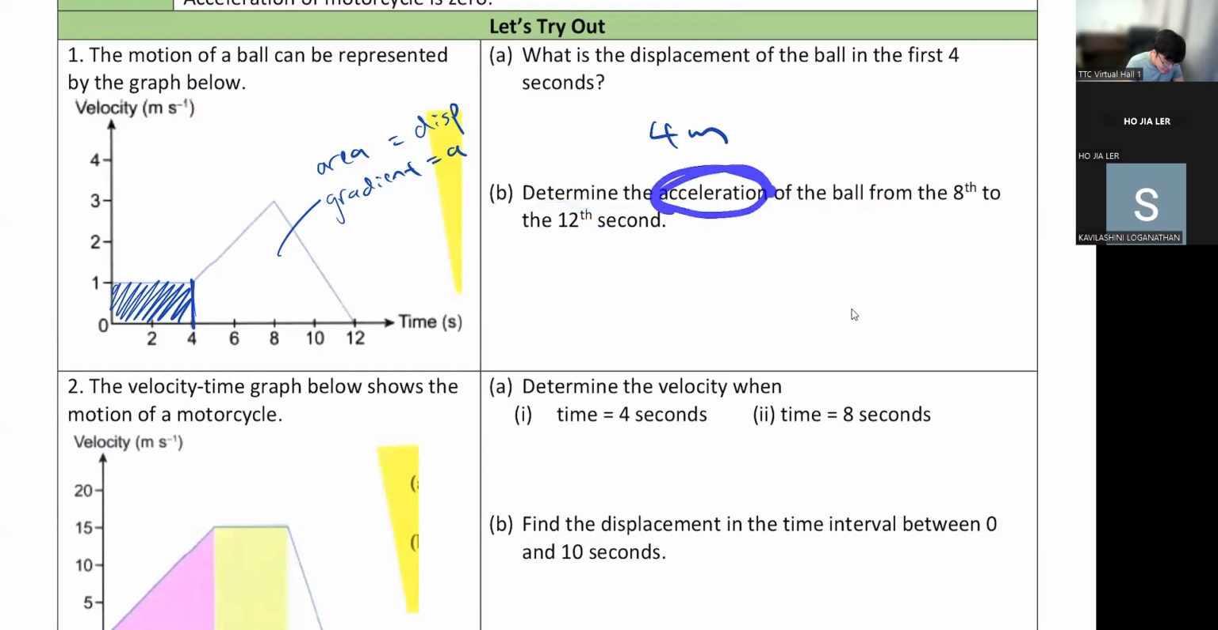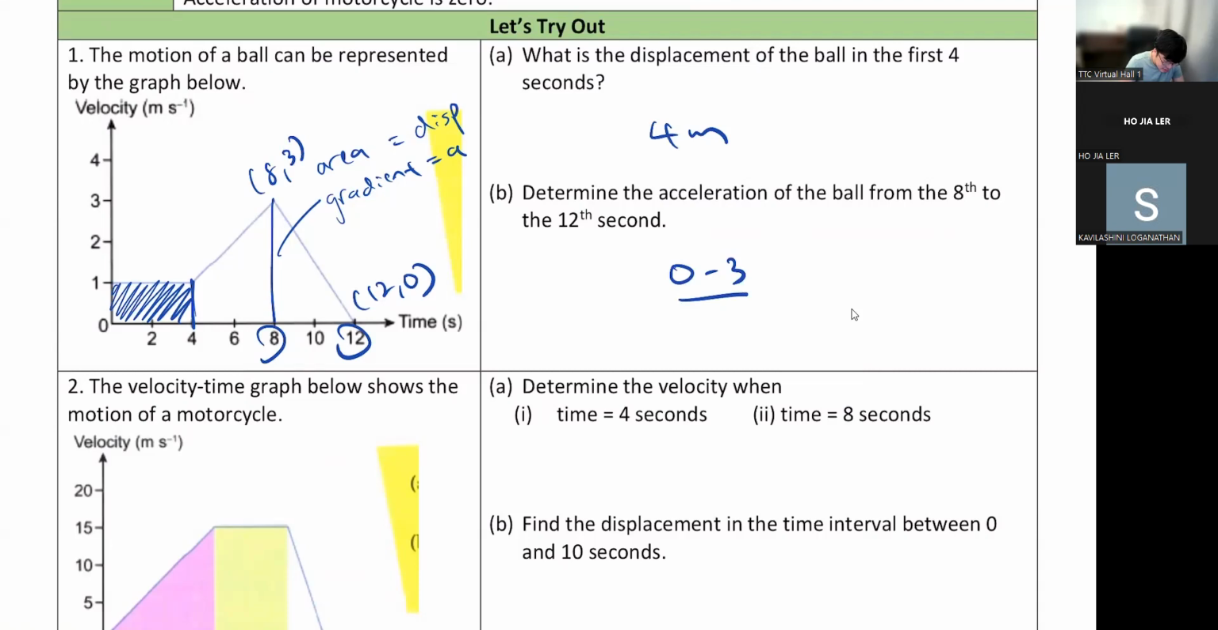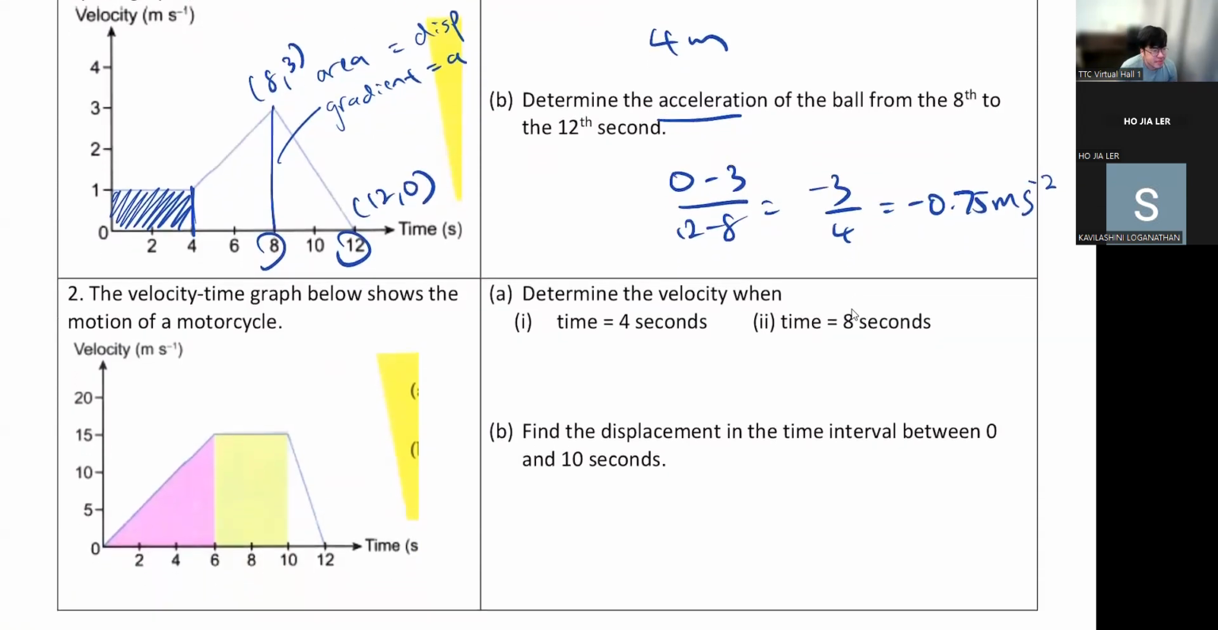Next, B, determine the acceleration of the ball from 8 to 12 seconds. So what is the acceleration? Acceleration is the gradient. So they want this gradient here, from 8 to 12 seconds. This coordinate here is 8, 3. This is 12, 0. So 0 minus 3, 12 minus 8. Negative 3 over 4, negative 0.75 meter per second squared, because it's acceleration. Right? So remember to write this down. It makes your life easier.